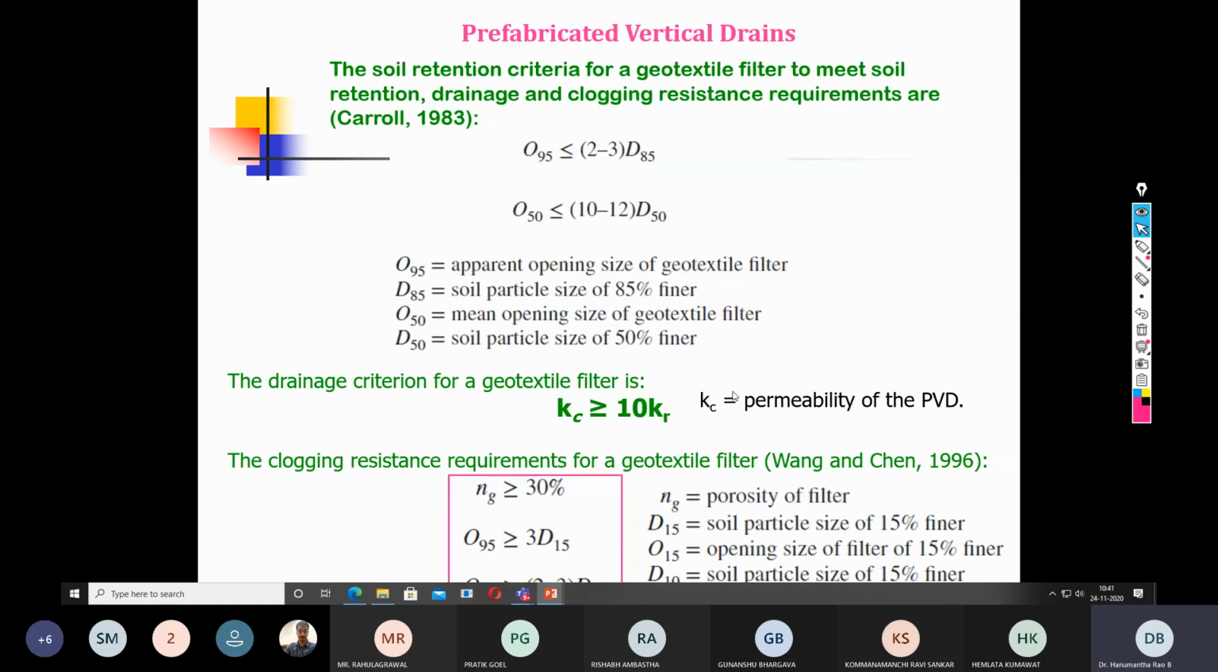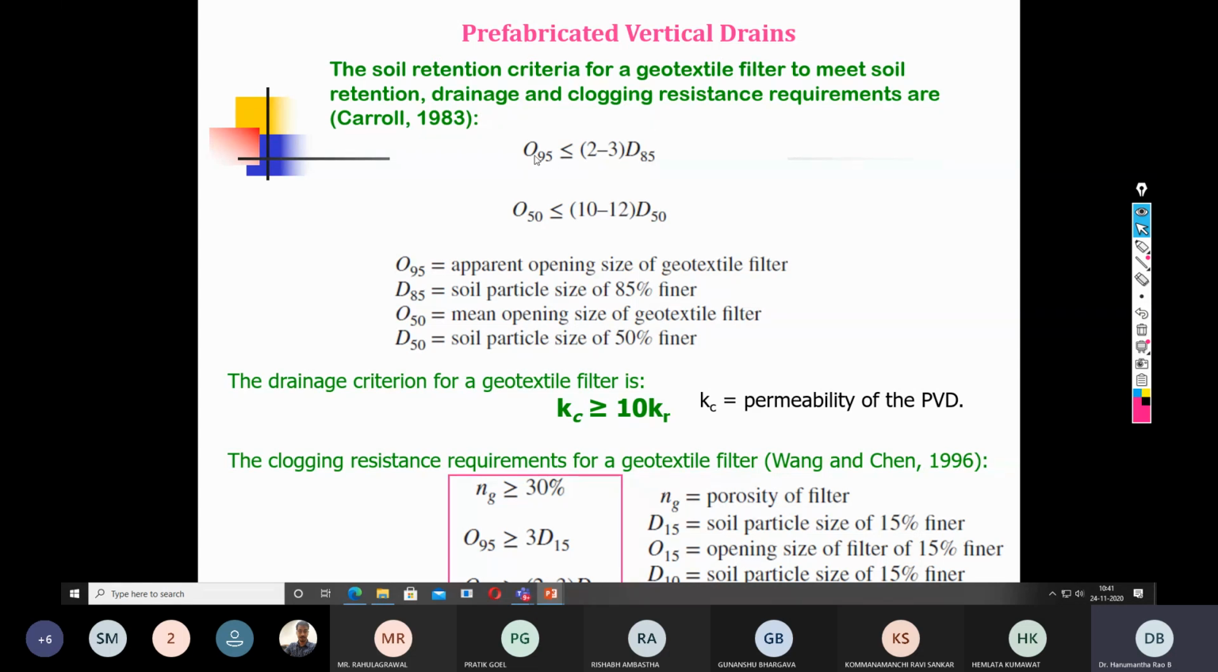So since there is a possibility of clogging and plugging, accordingly you should ensure after what time there is a possibility of clogging. To ascertain that, we need to use some kind of filter criterion, to understand the soil retention for the geotextile filter, to meet the soil retention criteria and drainage and clogging.